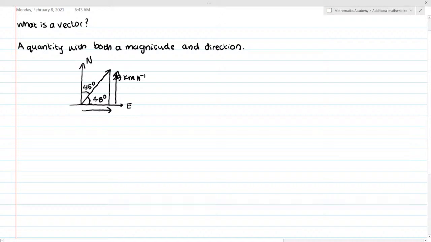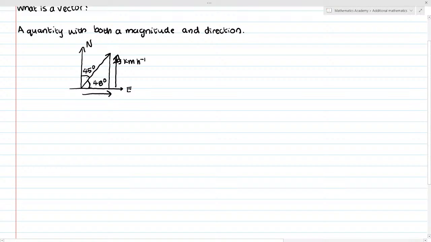And using these two values, the amount we travel to the right and the amount we travel upwards, we can figure out the 25 kilometers using Pythagoras' theorem, and we'll see how that works. But we can also figure out the angle using basic trigonometry. We'll cover all of that. So how can we do that exactly?